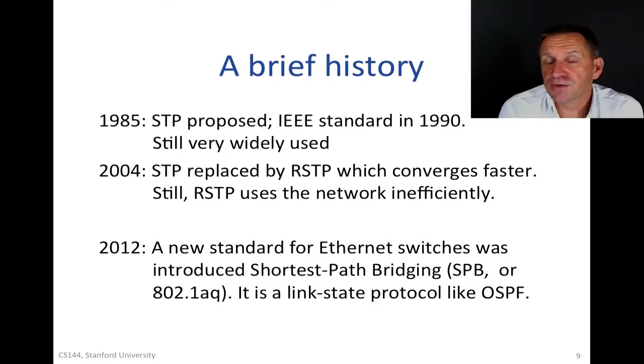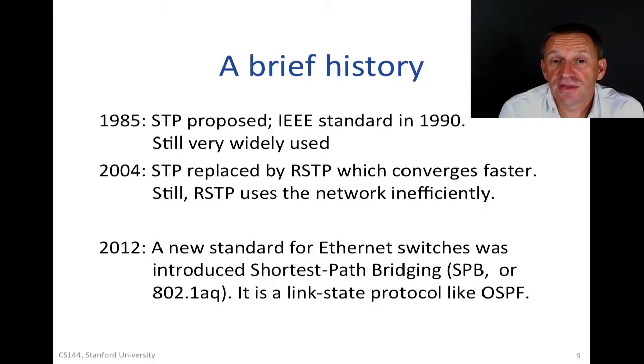Still, it converged relatively slowly, and as networks became bigger, this became more and more of a problem. The timers that were used were quite long, and the method takes quite a while to converge. And so a more rapid version called the Rapid Spanning Tree Protocol was introduced in 2004. Still, this built a single tree for the entire network, and the path followed by packets would often be a somewhat tortuous path. It's not necessarily the shortest path between the source and destination, because those packets would always have to go through the root.